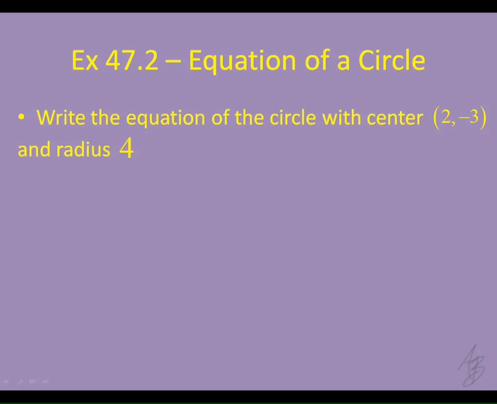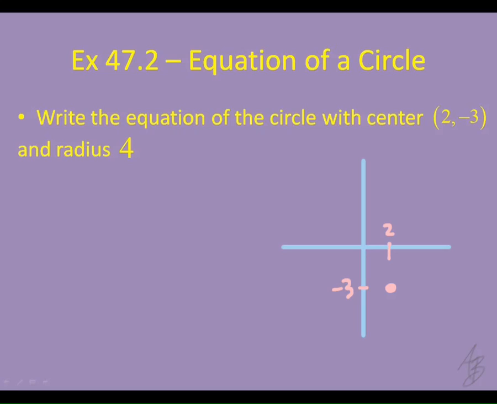In this example, we have a circle with a center at (2, -3) and a radius of 4. If you wanted to, you could probably draw a picture of what this circle is going to look like. In fact, I'm going to do that, but you don't need to. So if I were to plot the point (2, -3), and I'm just going to sketch it roughly here, there's 2 and -3, and it has a radius of 4.